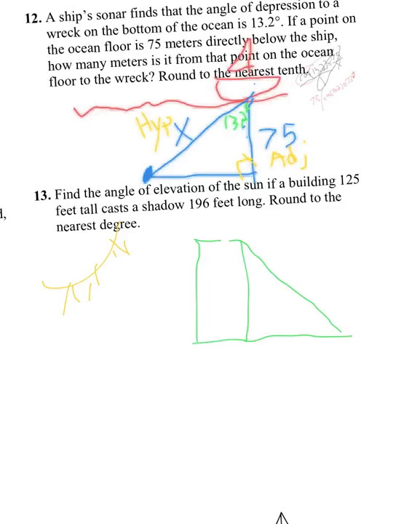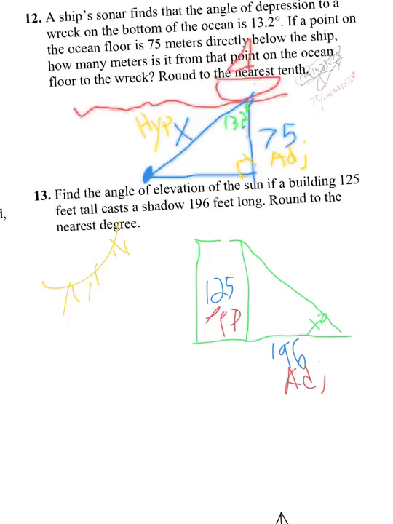Okay. Find the angle of elevation of the sun. Angle of elevation will be looked at this way. If a building is 125 feet tall, 125, casts a shadow 196 feet long. So I'd measure the shadow on the ground. So I know two sides. What sides do I know? I know this is opposite. I know this is adjacent.